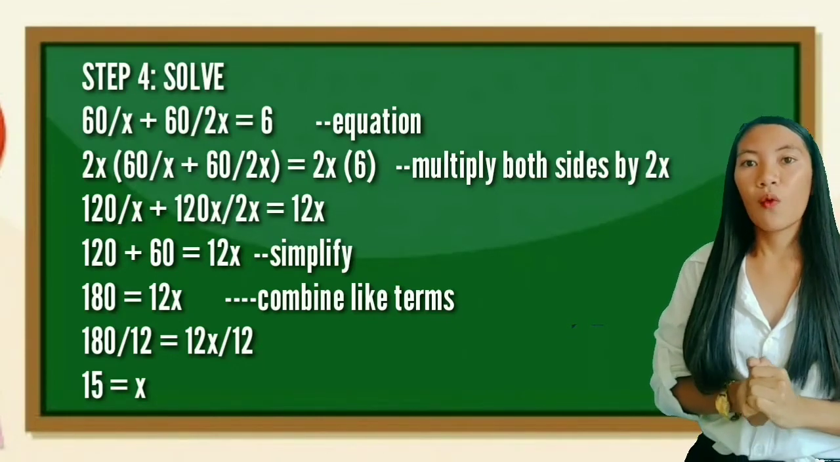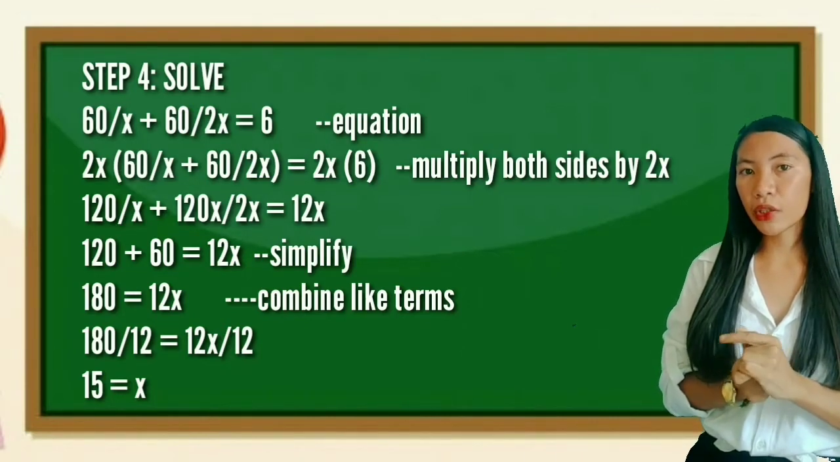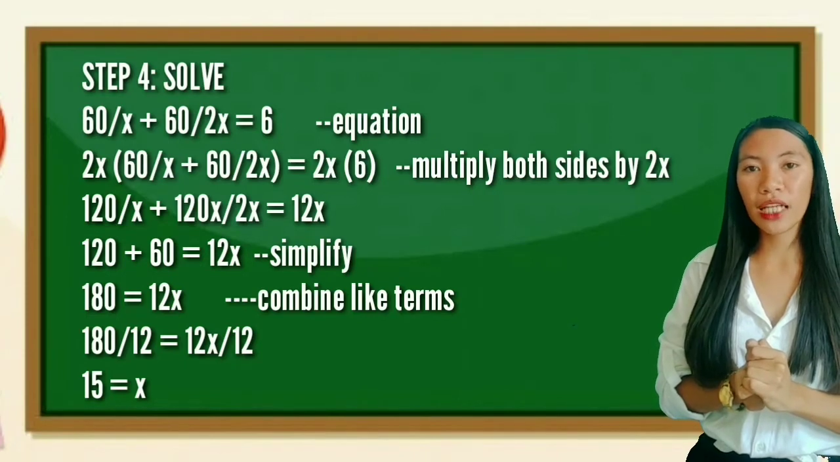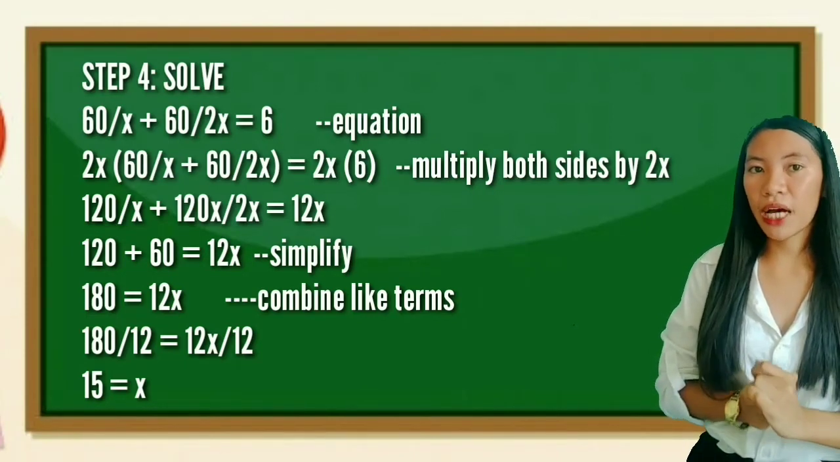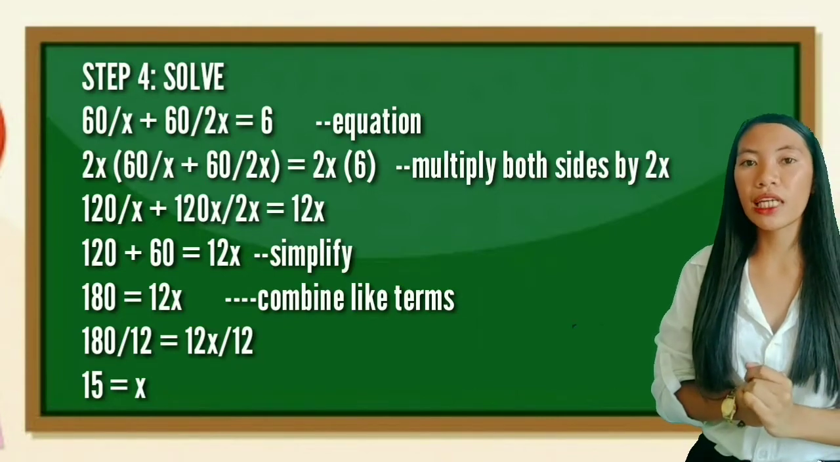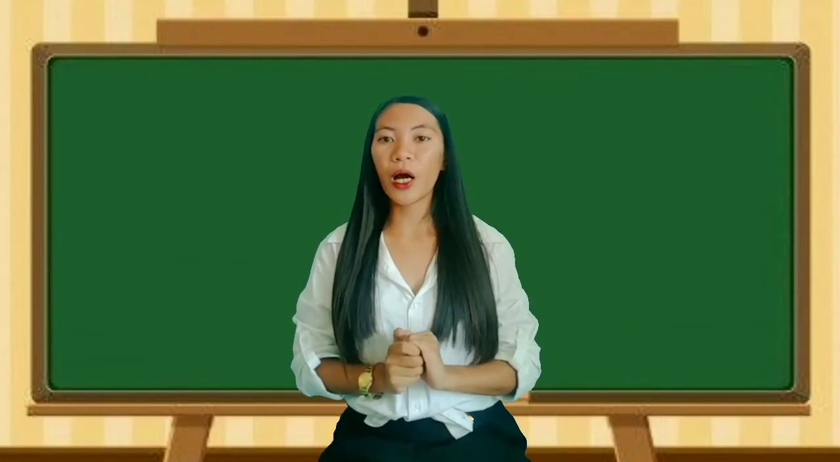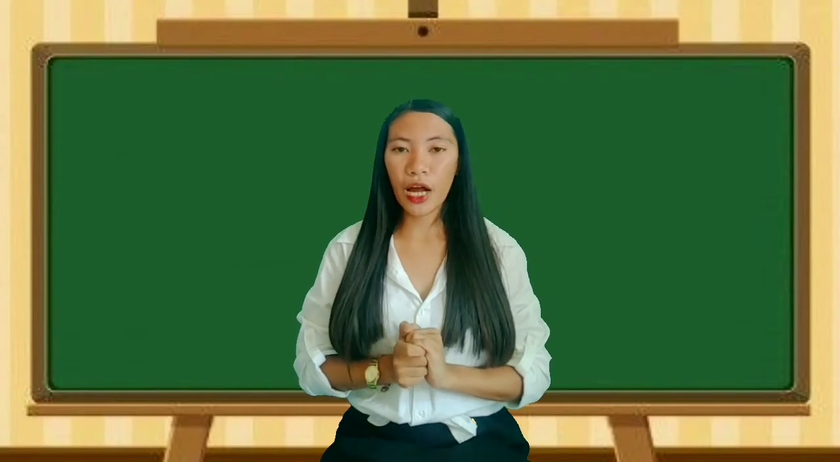Simplify. 180 is equal to 12x. Combine like terms. 180 over 12 is equal to 12x over 12. Divide both sides by 12. Then the result is 15. Hence, the speed on day 1 is 15 km per hour and day 2 is 30 km per hour.